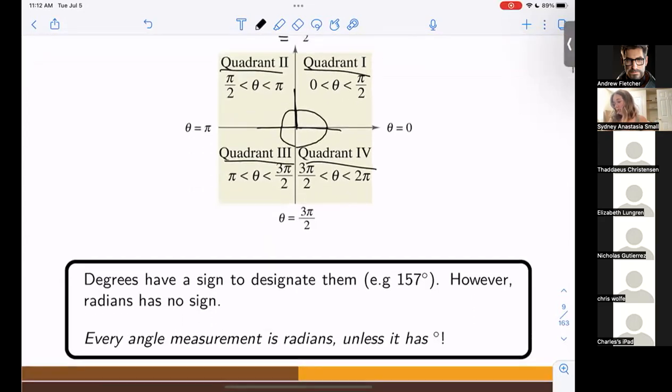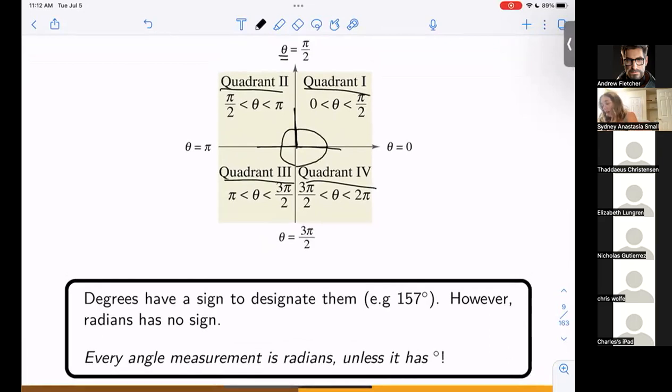Okay, and just again, degrees have a sign to designate that they are in degrees. So if you see a degree symbol, it is in degrees. However, if I just say, hey, this angle has a measure of 6 pi over 8 and no degree symbol, you know it is in radians. Unless there is a degree symbol, the angle measurement will be in radians. That will be true for the entirety of this class.